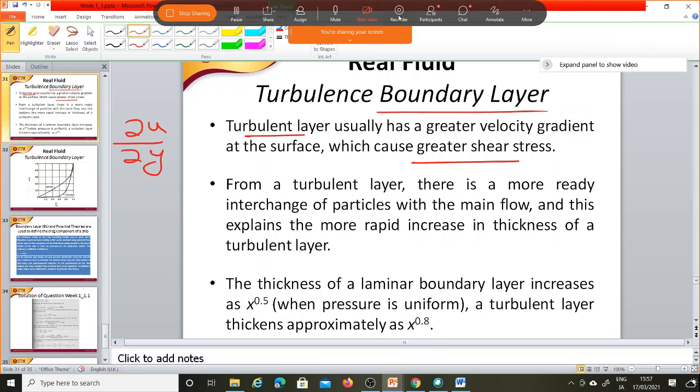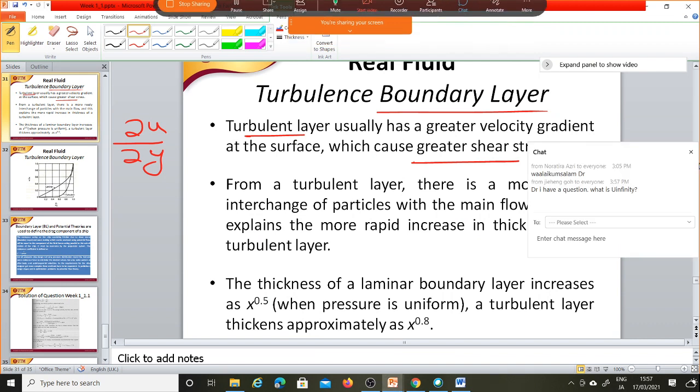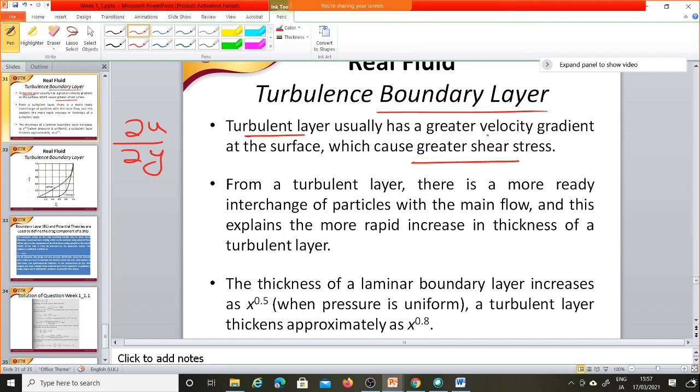What is infinity? Hold on, you want to say what is infinity? What is infinity means u infinity. Where do you find the infinity?